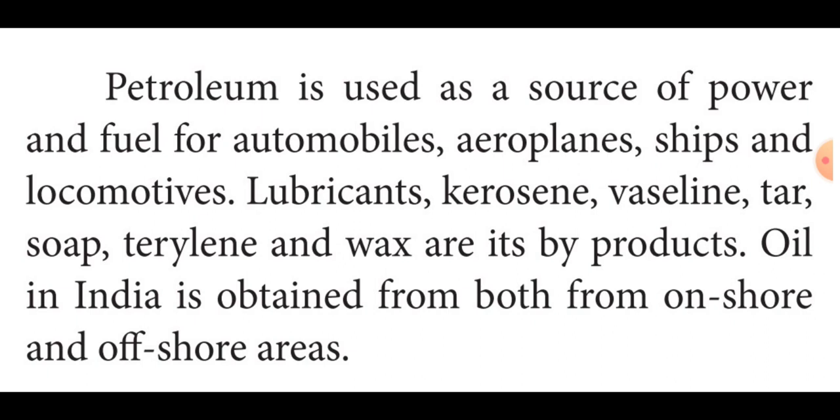Then with the help of petroleum they produce soap and terylene. Terylene is an artificial textile, that means made of polyester. Then wax is also one of the important products of petroleum. Wax means oil that melts easily, in Tamil we say mellugu. Okay, these are the products produced through petroleum.